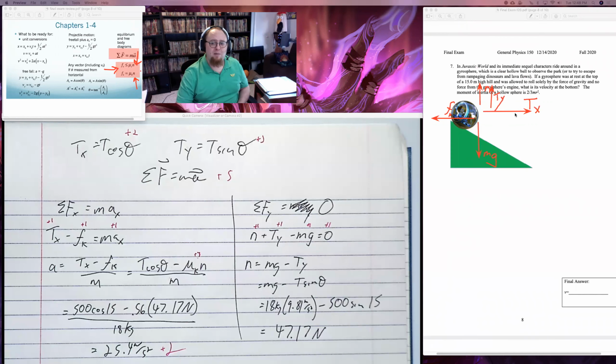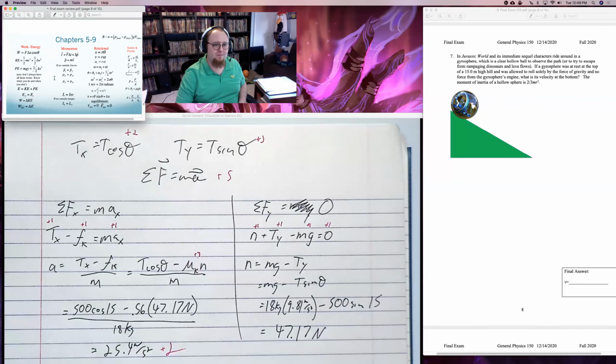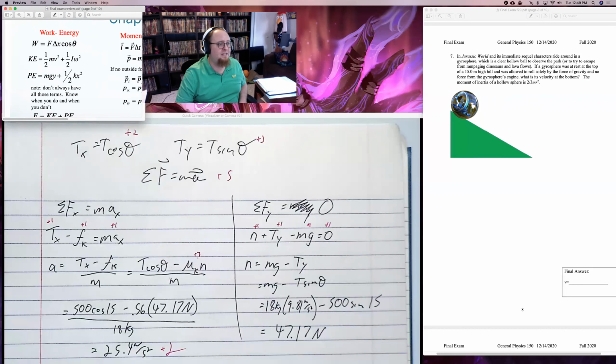The next problem will be conservation of energy. Now, energy has a whole lot of terms. For the record, 3 people skipped this energy problem. Let's just zoom in on this. Energy has 4 terms: 2 for kinetic energy, 2 for potential energy.